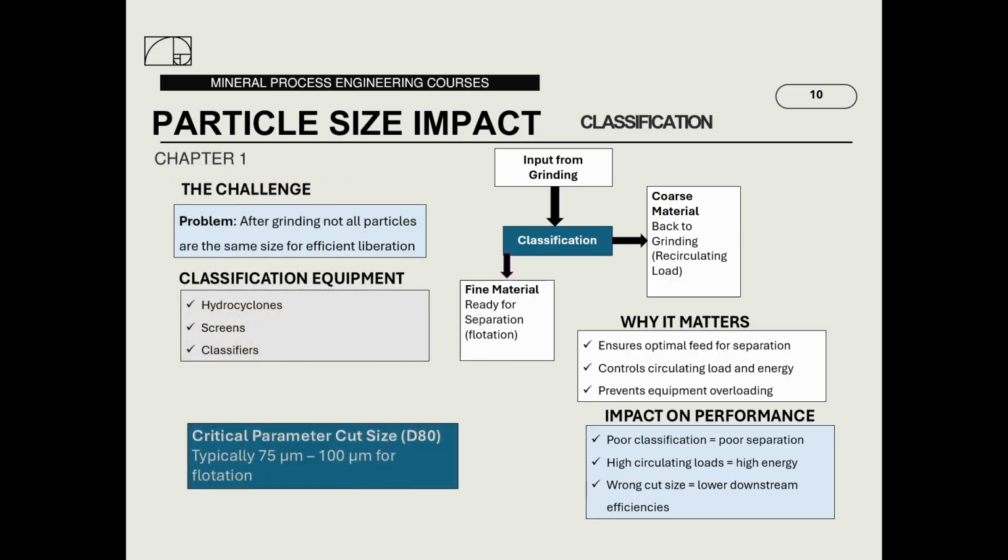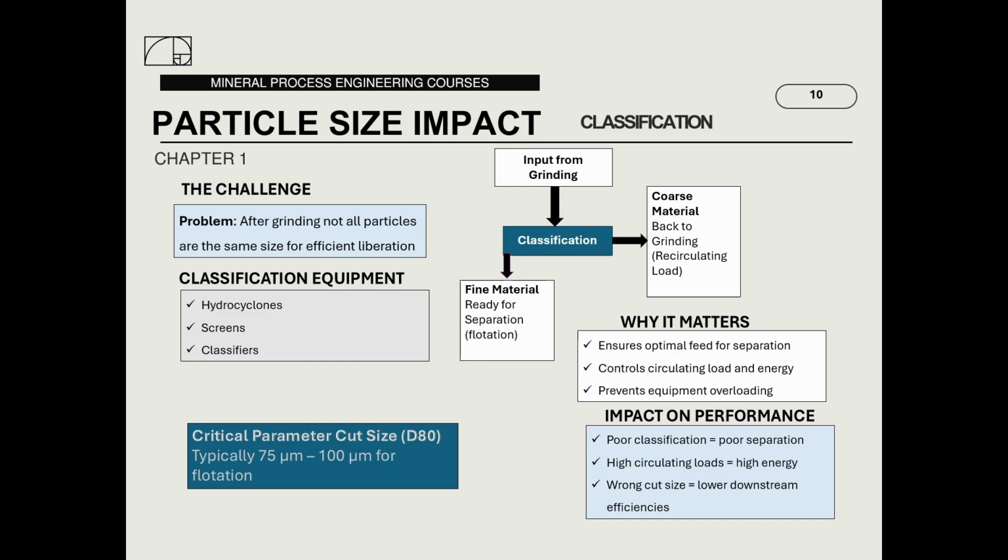Classification after grinding ensures particles are appropriately sized for efficient liberation and separation. Equipment like hydrocyclones, screens, and classifiers separate fine material ready for flotation from coarse material that returns to grinding. The critical parameter is the cut size, D80, typically 75 to 100 microns for flotation. Proper classification controls circulating load and energy consumption, prevents equipment overloading, and maintains feed consistency.